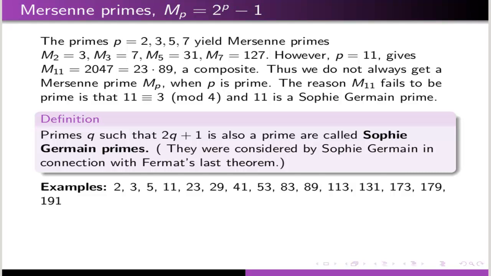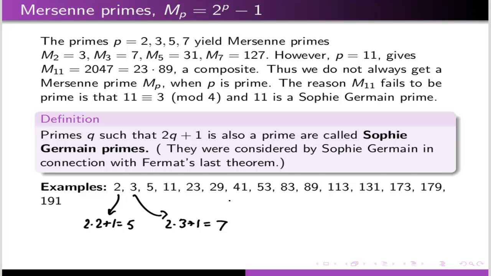There's lots of Sophie Germain primes. So 2: if you go 2 times 2 plus 1, that's 5, which is a prime. 2 times 3 plus 1 is 7. 2 times 5 plus 1 is 11. 2 times 11 plus 1 is 23, and so on. So all of these numbers have the defining property.